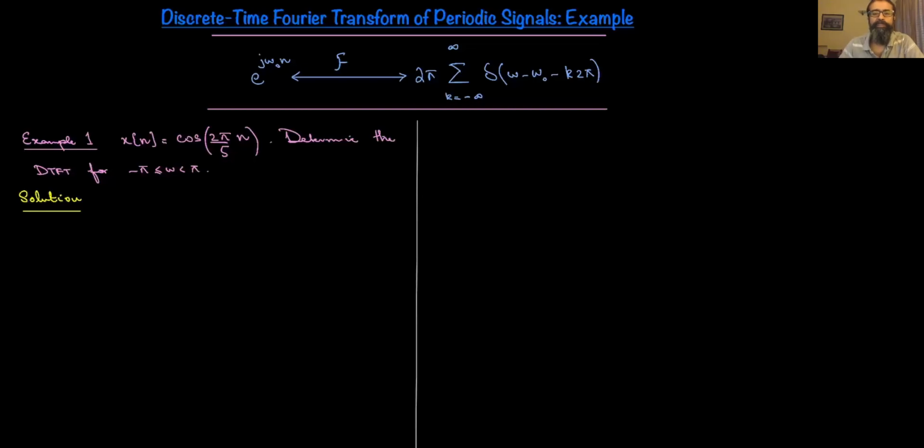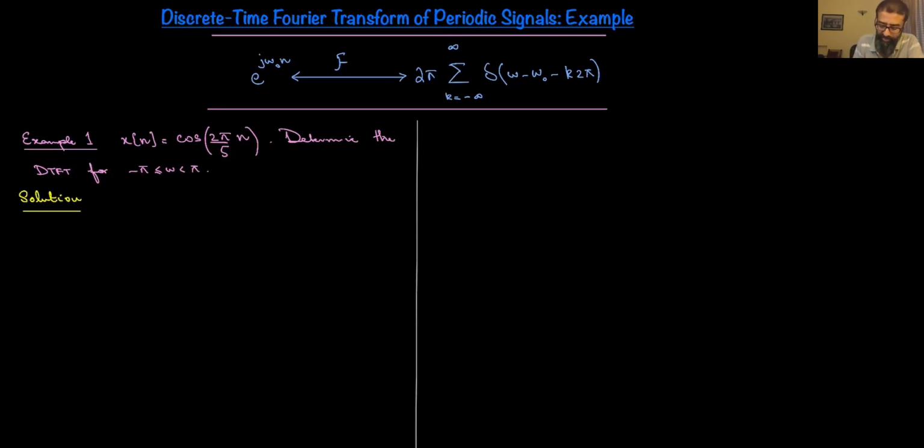So let's do some examples where we try to evaluate the discrete time Fourier transform of some periodic signals. This is a simple example of a cosine which has a frequency of 2 pi by 5, and we're required to find the DTFT for the signal within the interval from minus pi to pi. This could be anywhere, but this problem statement says we just need to determine from minus pi to pi.